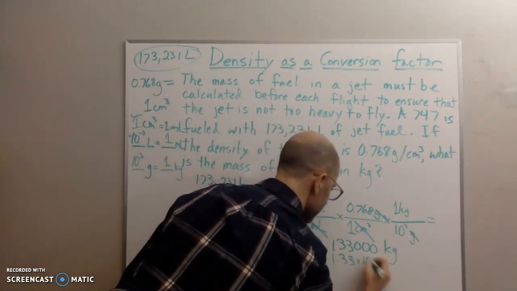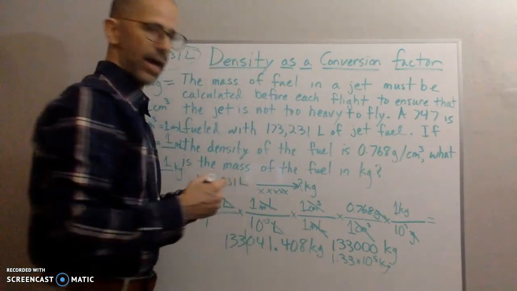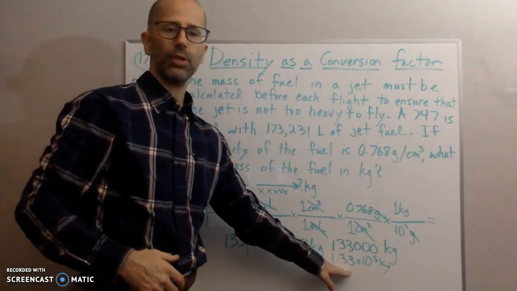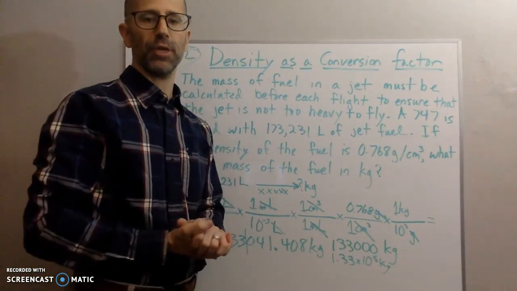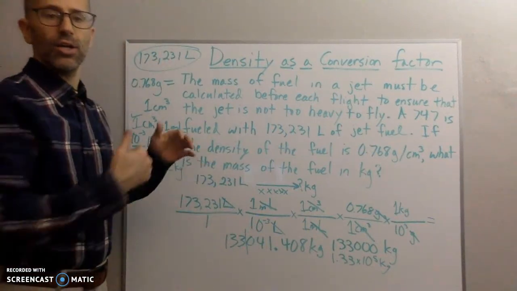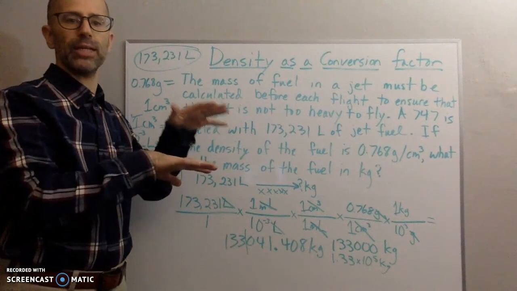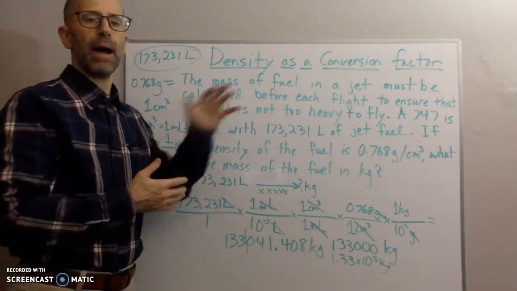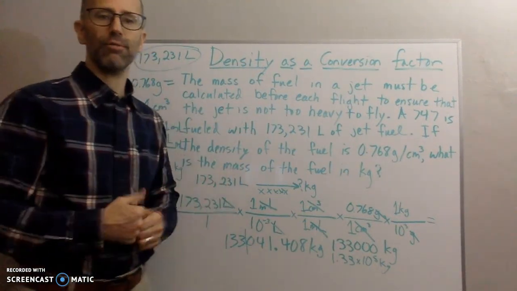You can write that in scientific notation: 1.33 times 10 to the 5 kilograms. That is the answer. The great thing about scientific notation is that it automatically has everything in the proper number of sig figs. You don't have to worry about the zeros. So again, you can use density as a conversion factor anytime you have a relationship of something per something: meters per second, miles per hour, grams per milliliter. That can be used as a conversion factor.